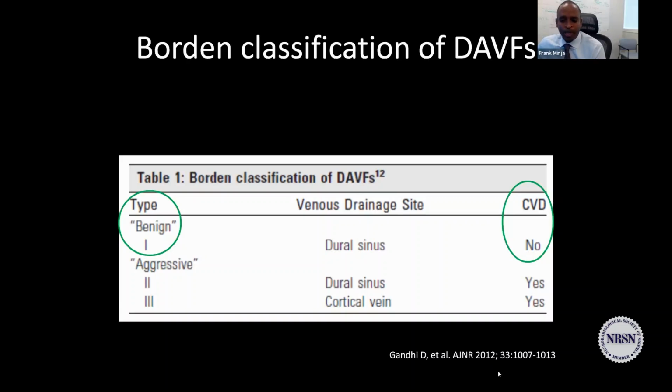It's a 2012 paper. It's only 6 pages, but I think it does the best job of quickly describing dural AV fistula. It's a confusing topic, but suffice it to say, the distinction is whether or not you have cortical venous drainage. CVD is cortical venous drainage. Type 1 is benign and has no cortical venous drainage. Types 2 and 3 are more aggressive, and both of them have cortical venous drainage.